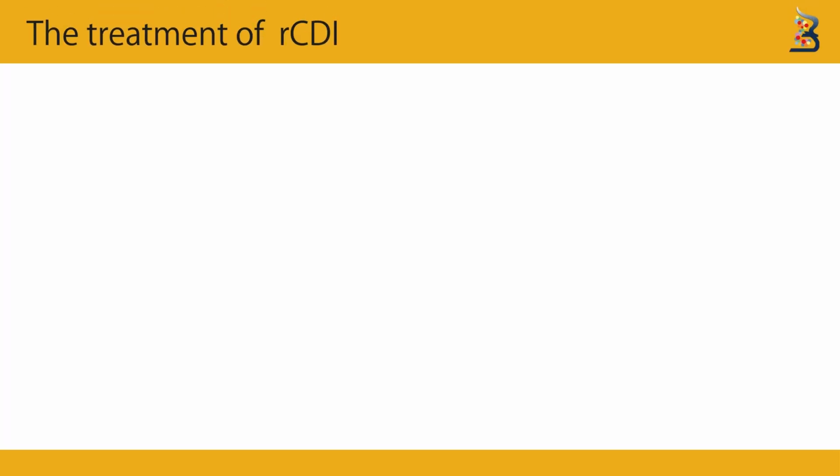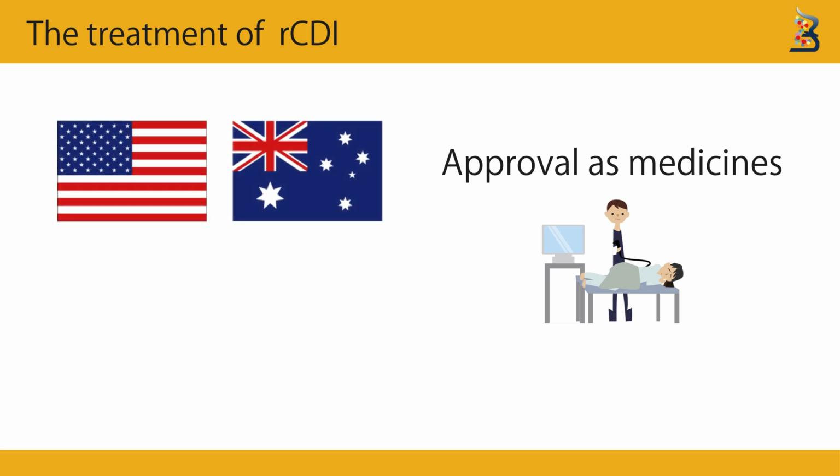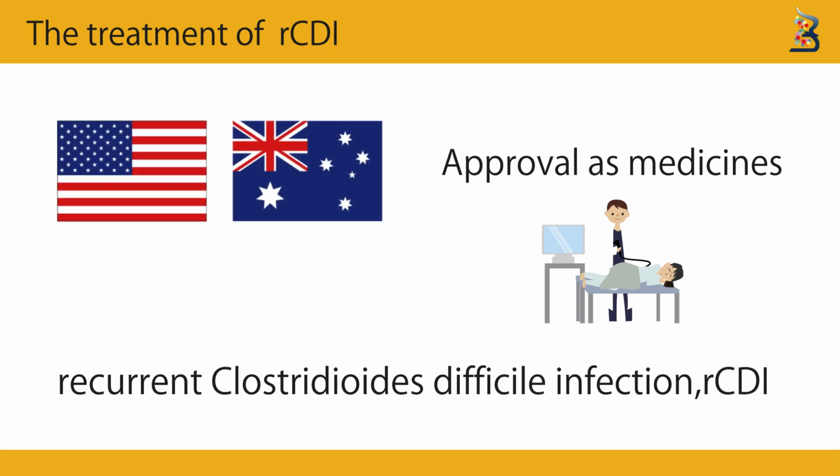Recently, 3 types of microbiota preparations used for FMT have gained attention by receiving approval as medicines in the United States and Australia. All of these are for the treatment of recurrent Clostridioides difficile infection, RCDI. RCDI is a serious infectious disease that causes a large number of deaths, especially in Europe and America. Therefore, treatment of RCDI with FMT has become a new beacon of hope for many patients.